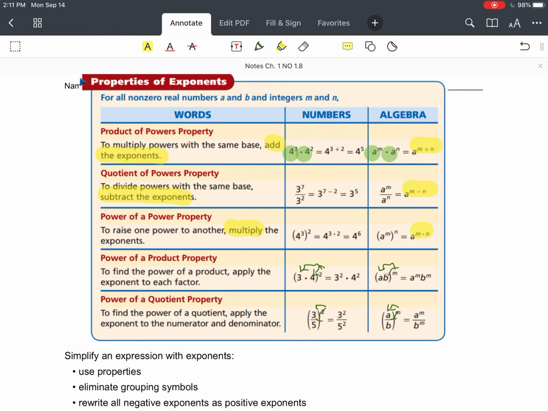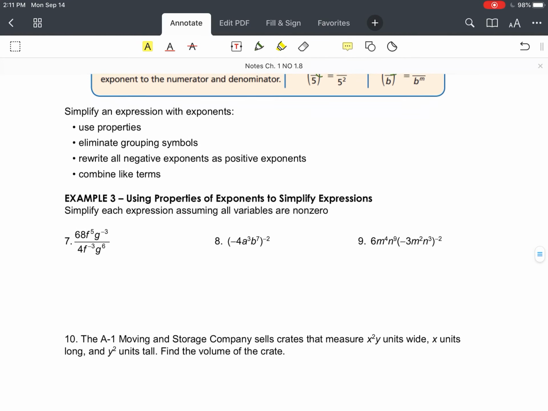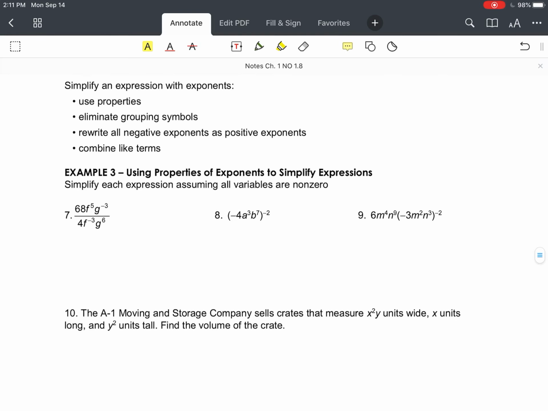So those are the properties that we are now going to apply when simplifying exponents. So you're going to have to use your properties to simplify expressions. You're not going to want your final answer to have any grouping symbols, so no parentheses. You're going to rewrite all negative exponents as positive exponents. So all of your answers should be positive exponents, not necessarily positive bases, but positive exponents when you're finished. And just like all things in algebra, you have to combine like terms.